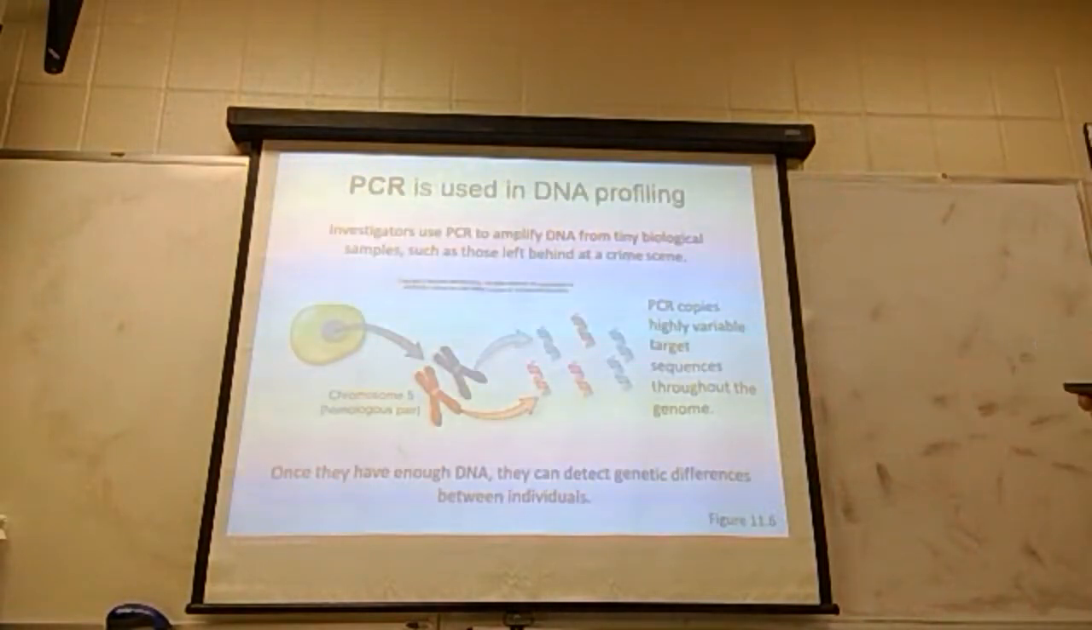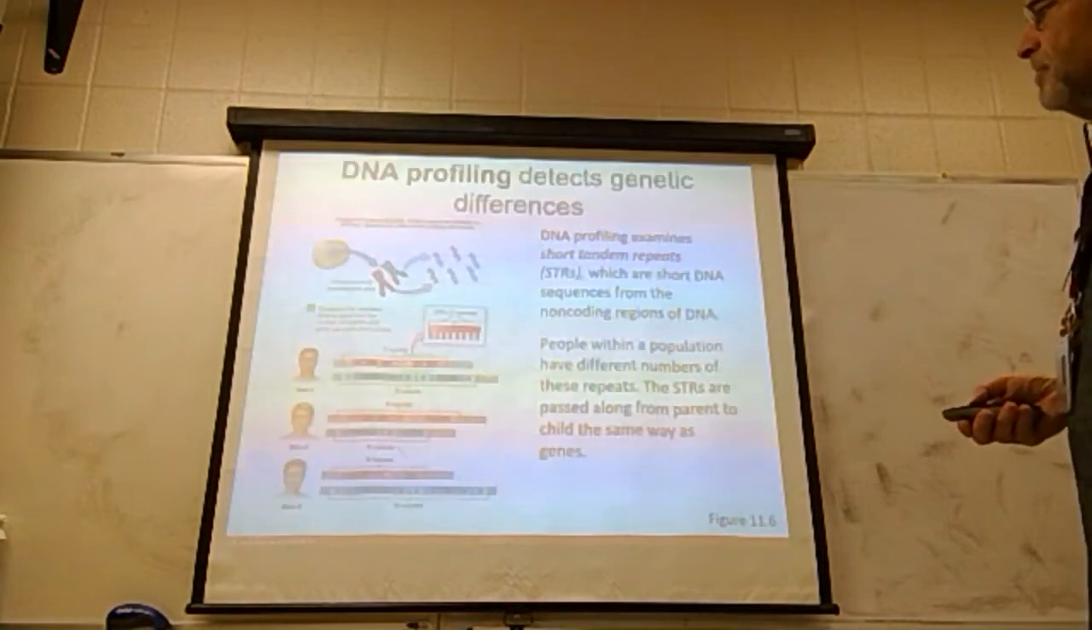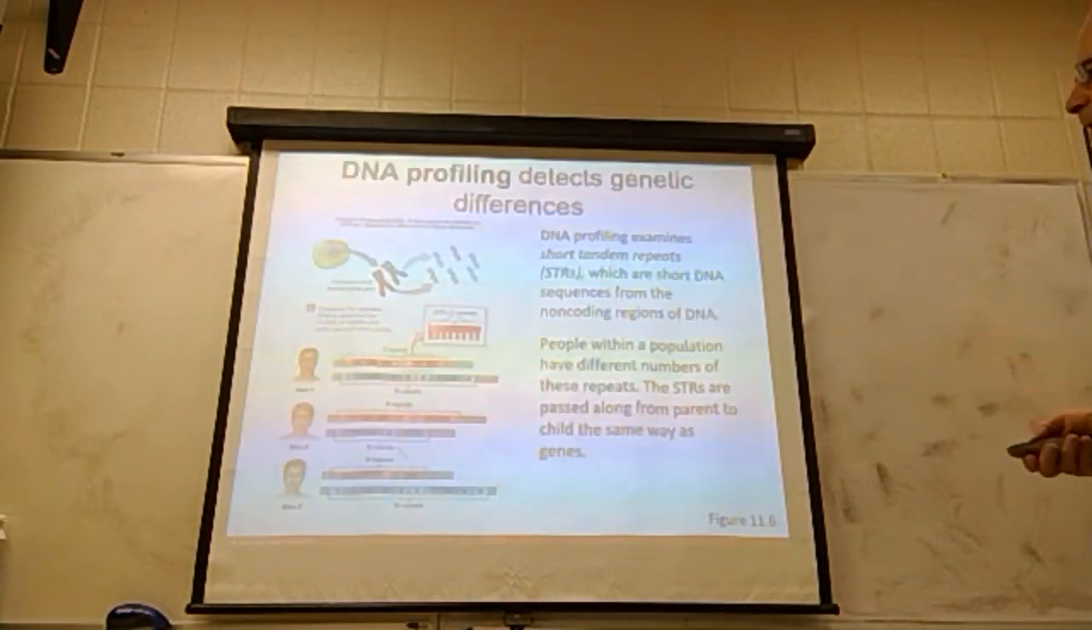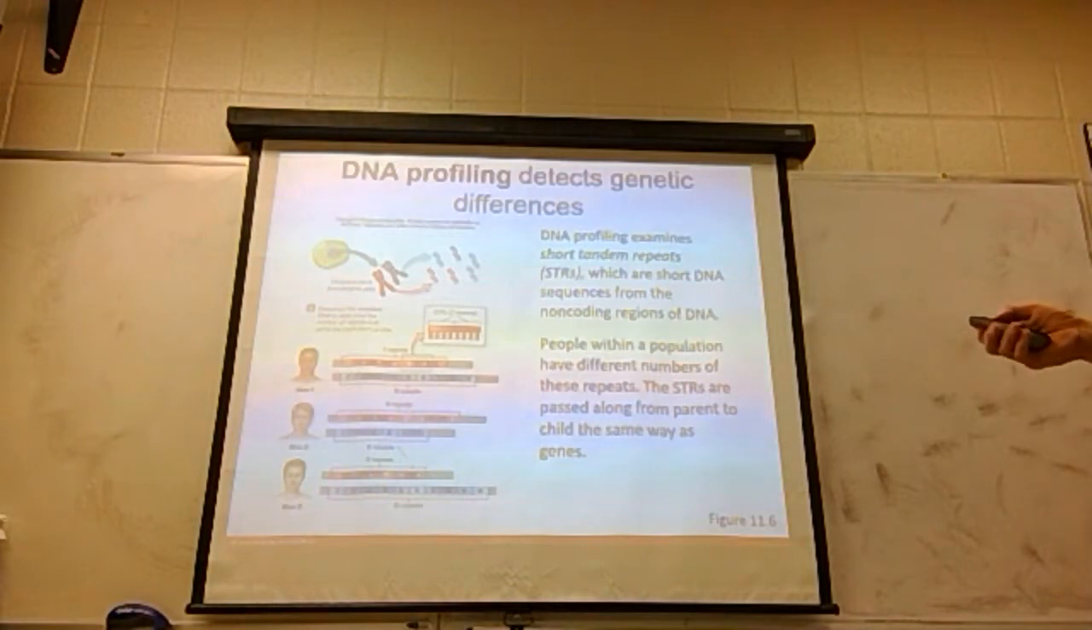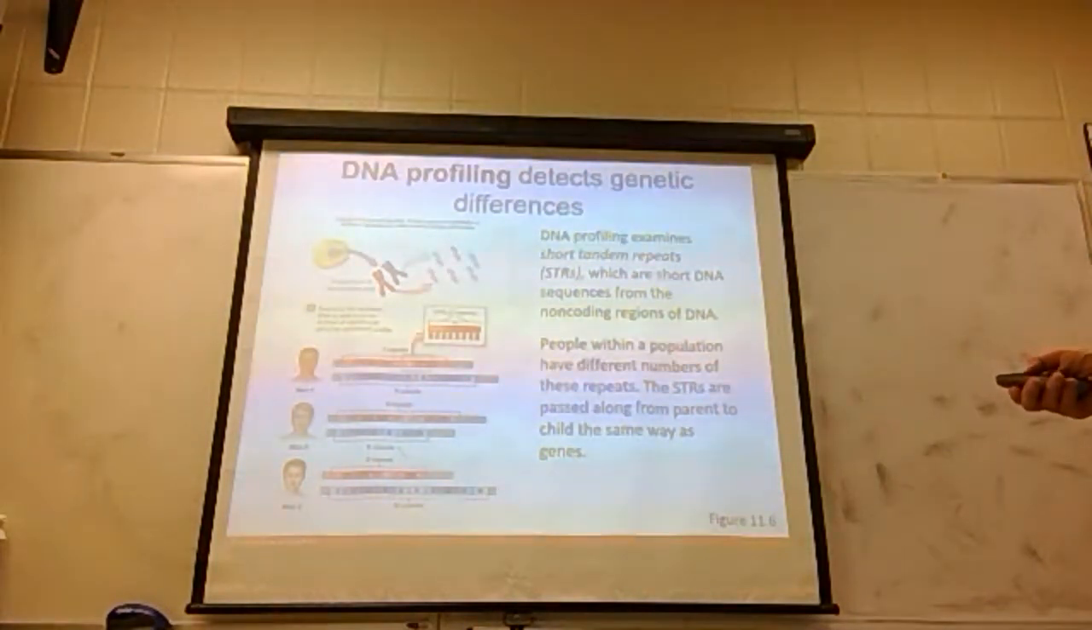PCR is used in DNA profiling. Once they have enough DNA, they can detect genetic differences between individuals. PCR copies highly variable target sequences throughout the genome. Here, for instance, is chromosome 5. It's going to take certain segments of chromosome 5 and start to replicate them. They will then be measured on a bar chart, and you will look at short tandem repeats.